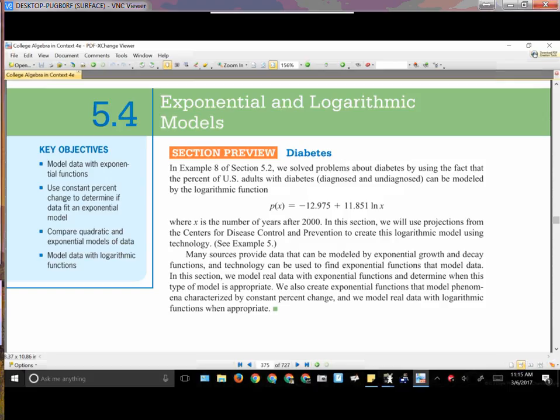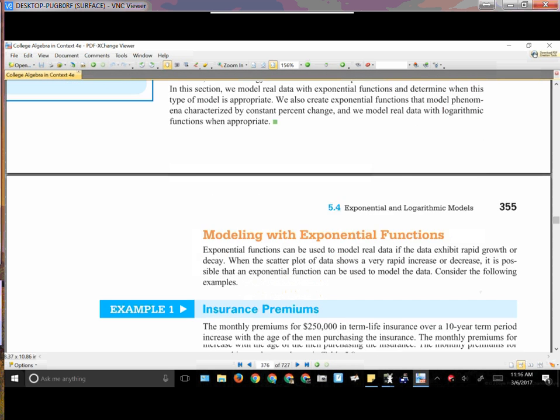All right, time for fun and games, right? Exponential and logarithmic models. It's always the fun stuff.